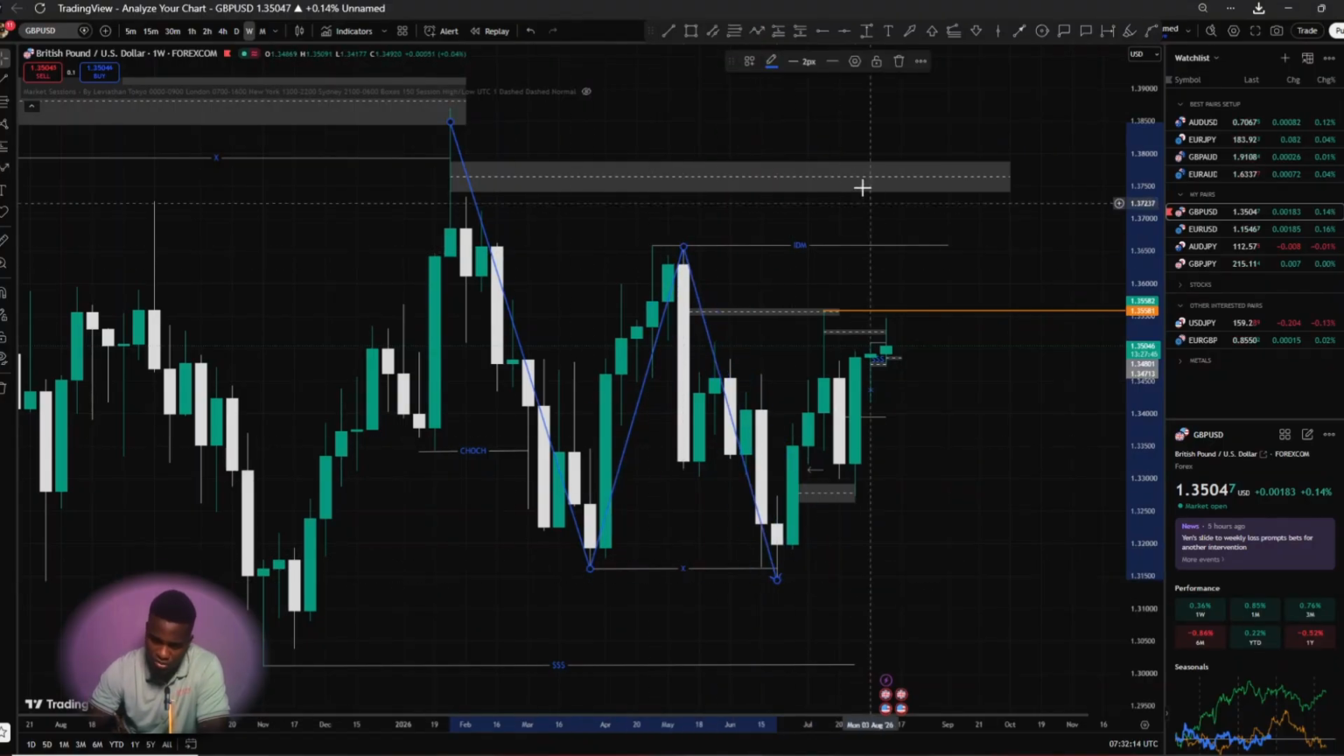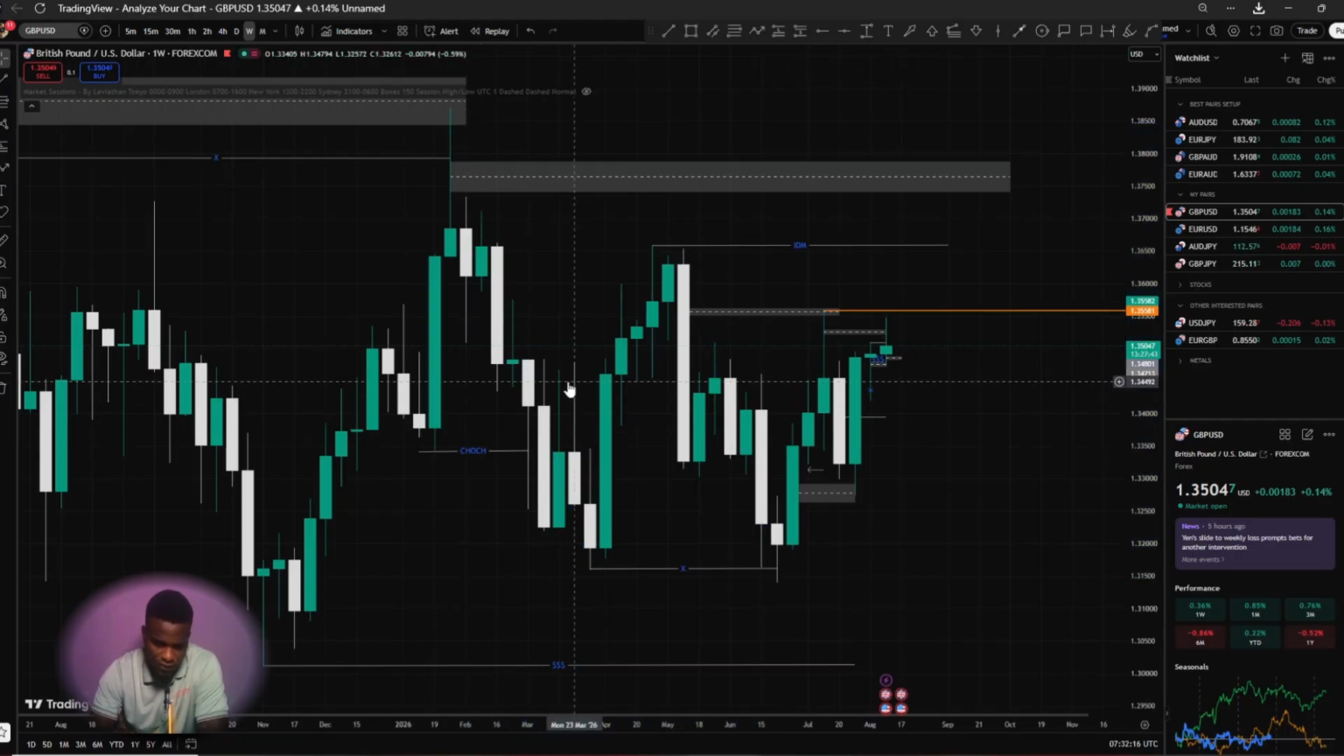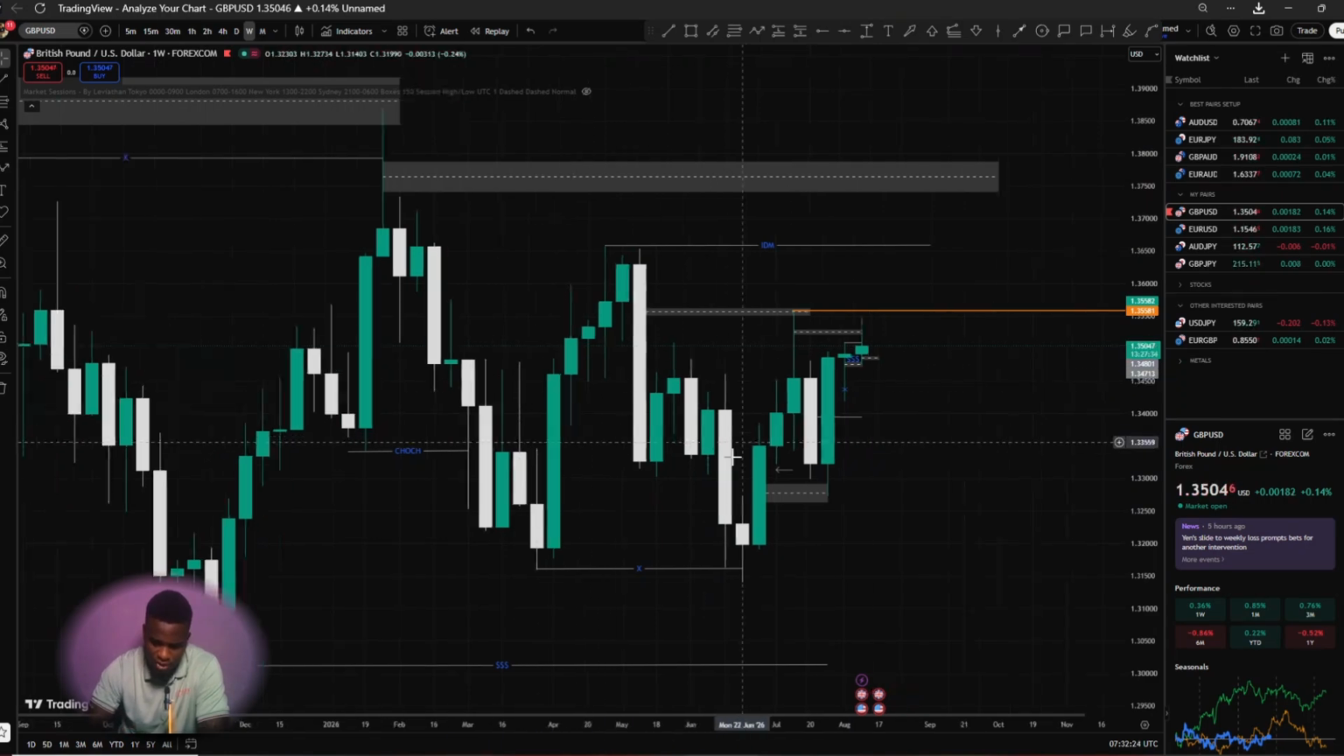Now, if you're a chart guy, this has nothing to do with fundamentals now. We've already gotten the fundamentals and the cut settled. So this is going to be your expert in chart, right? So we've seen this sweep, which is very important.